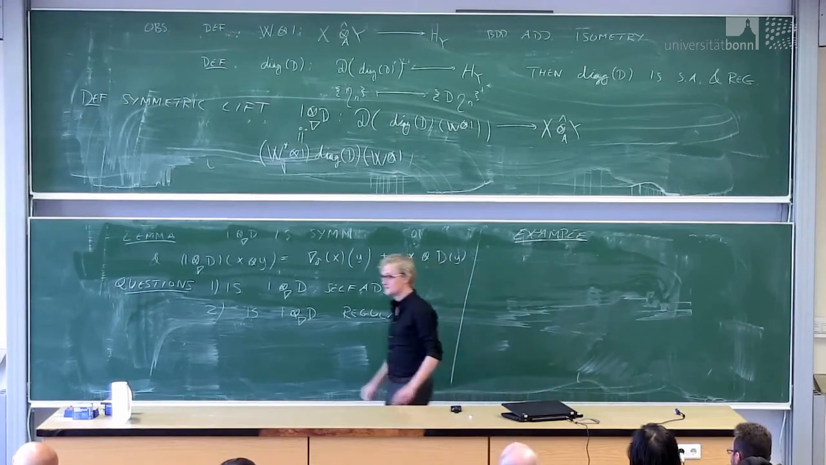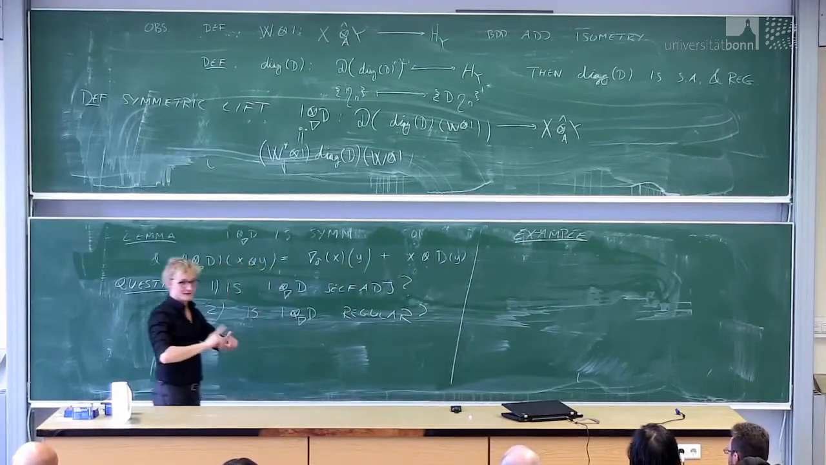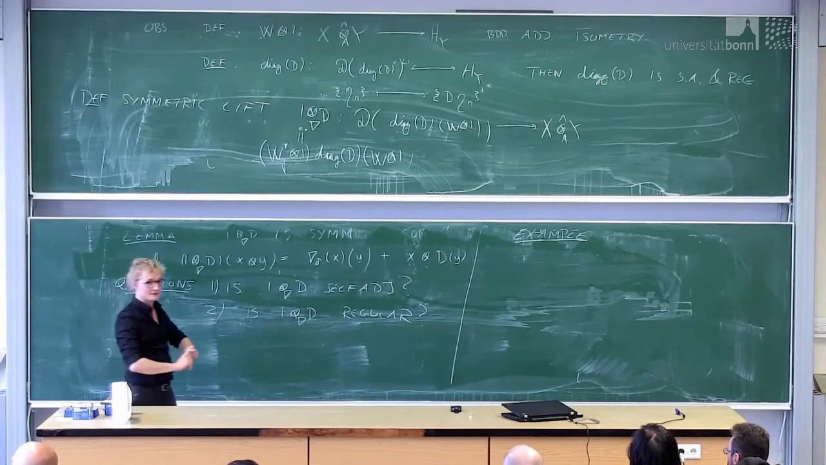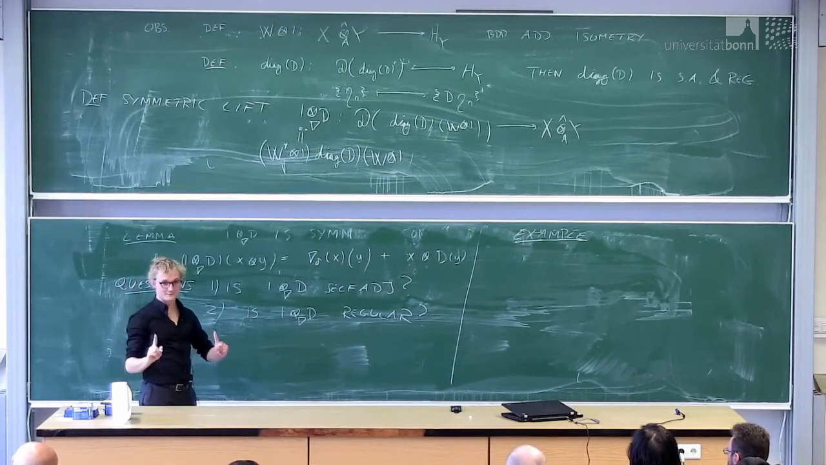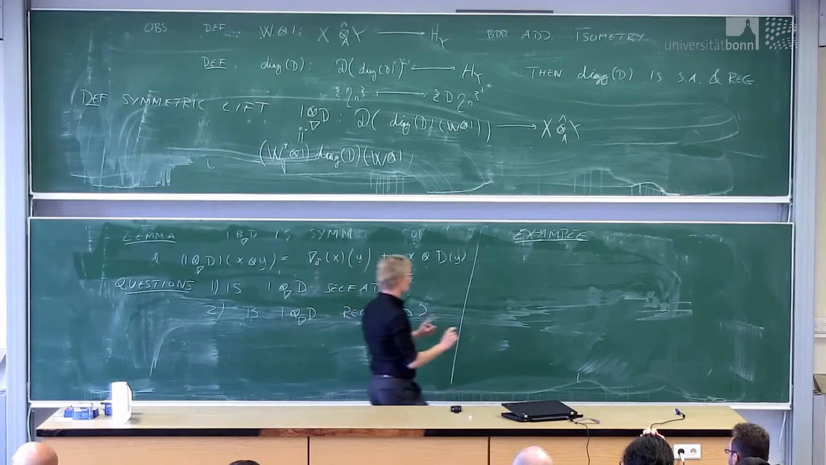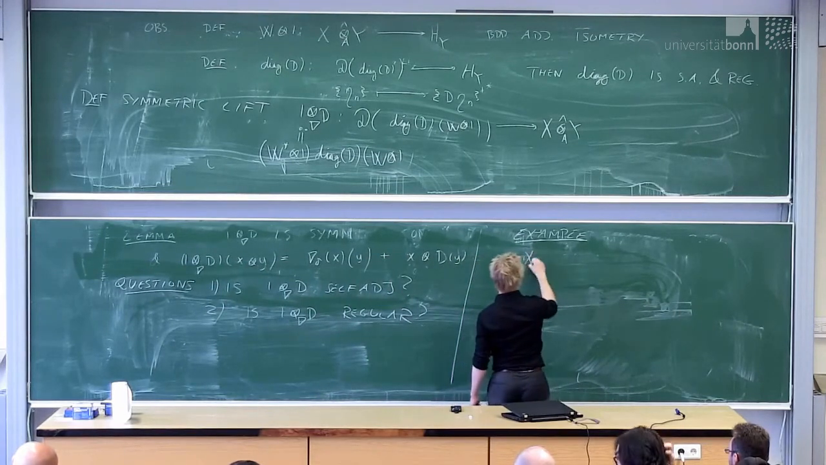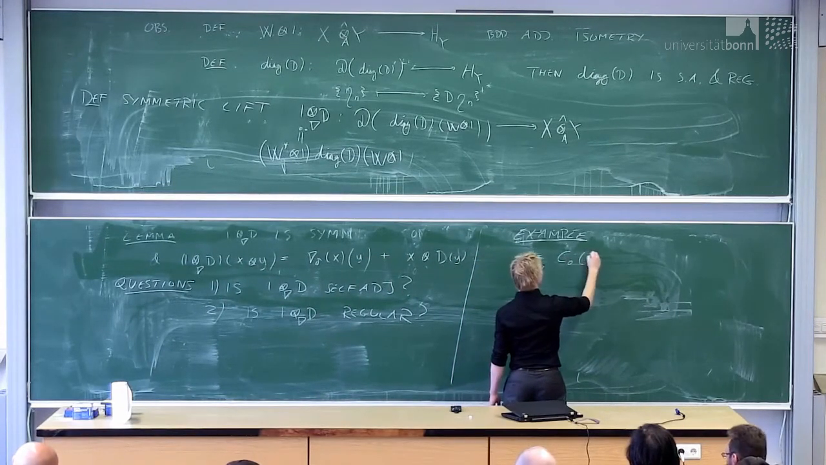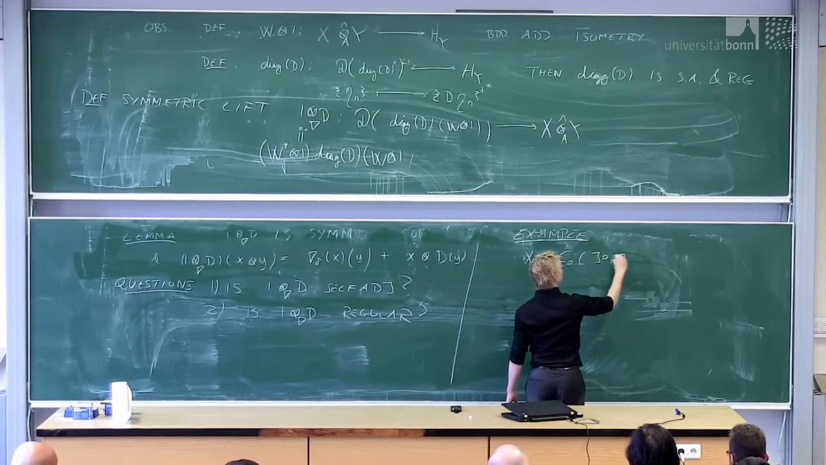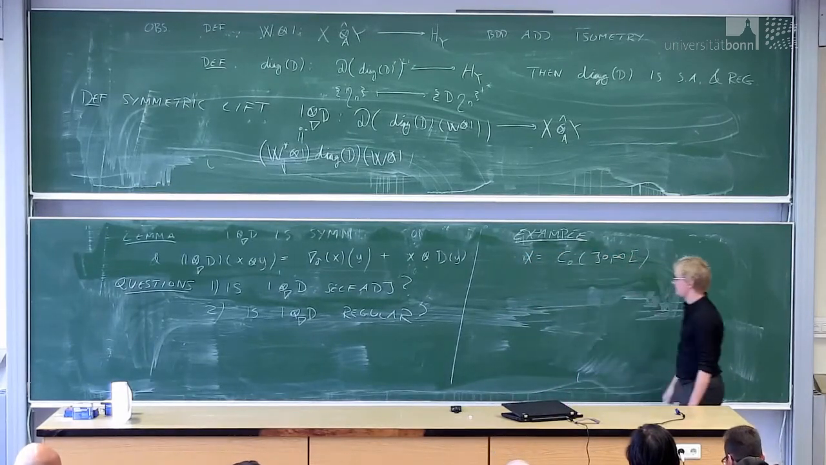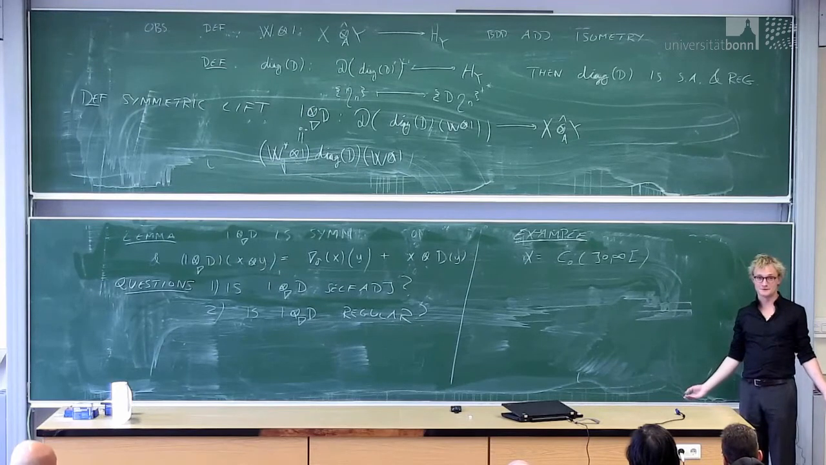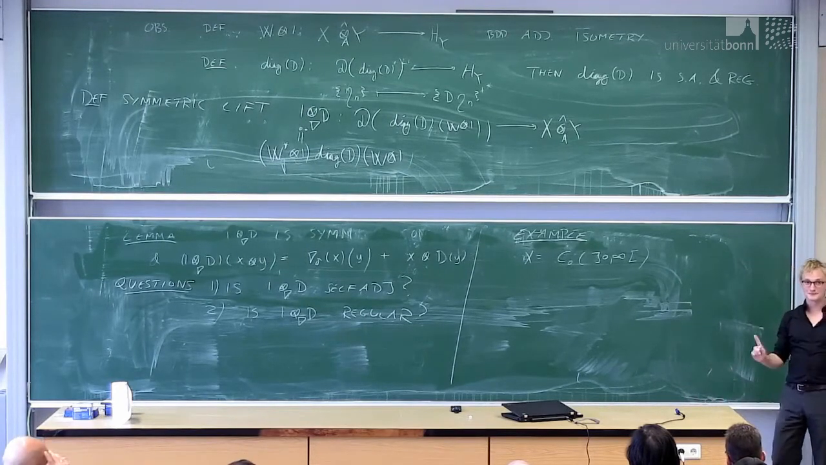It's an example. Now you take the Hilbert C star module X to be just continuous functions on the half line that vanish from 0 to infinity. This is a Hilbert C star module over the continuous functions on the real line that vanish at plus minus infinity.